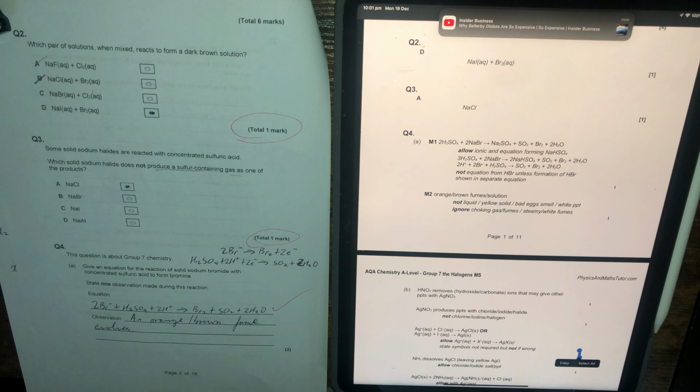NH3 dissolves AgCl. So the precipitates are difficult to determine. Dilute ammonia dissolves AgCl. Yes, that's there. You don't have to say leaving yellow AgI, but I have it anyway. And then doing this ionic equation here.